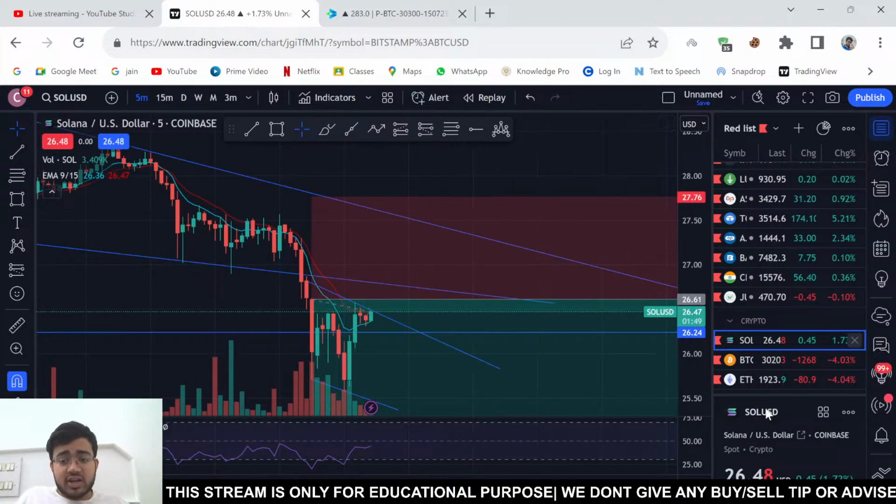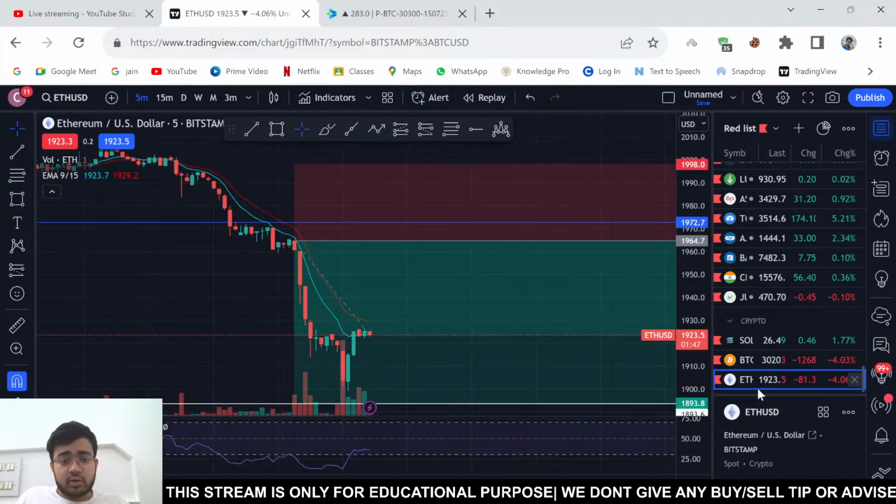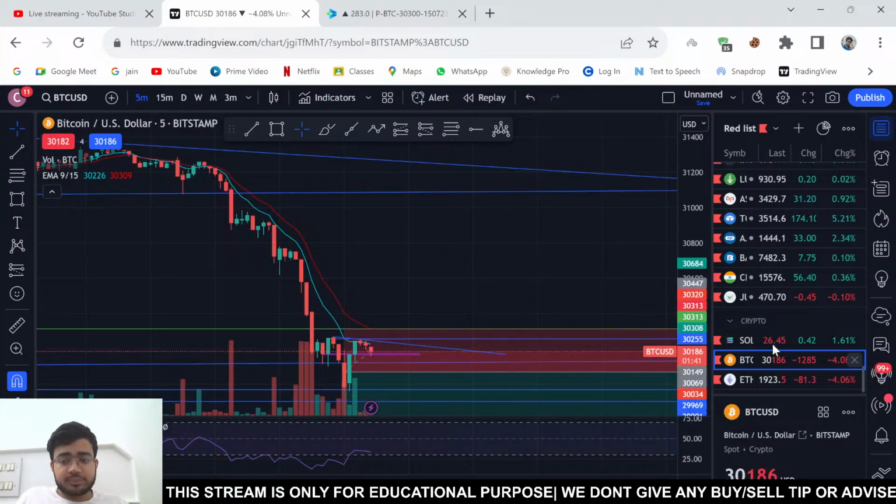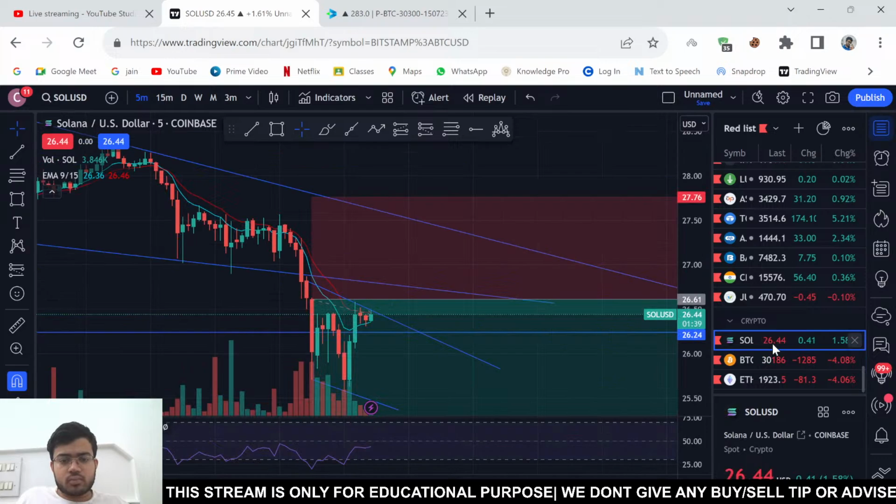If you exit the day green, guys, everything is good. So just try and exit the day in green. That's my aim, honestly, with each and every trade that I take.